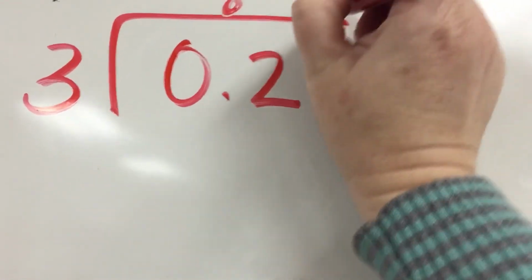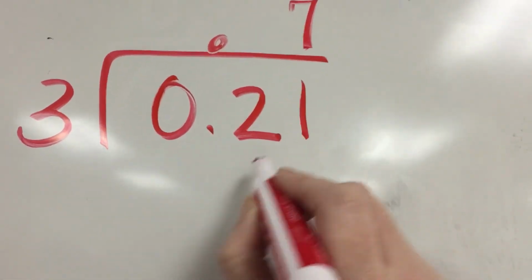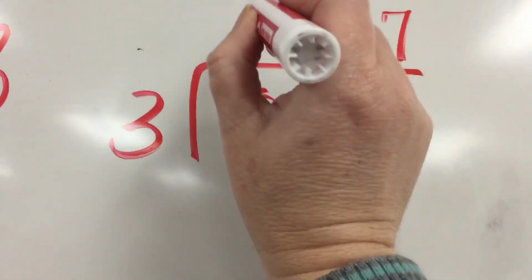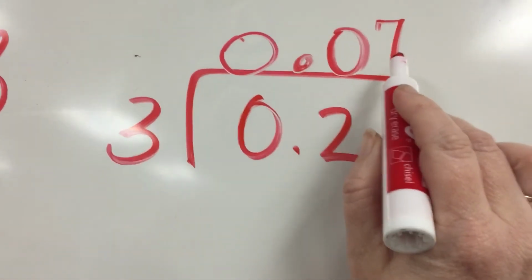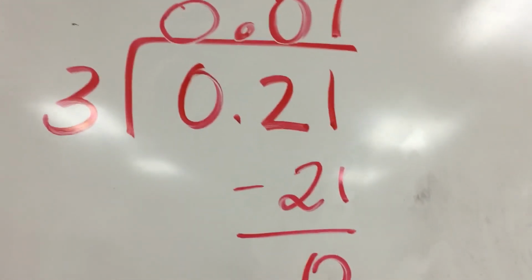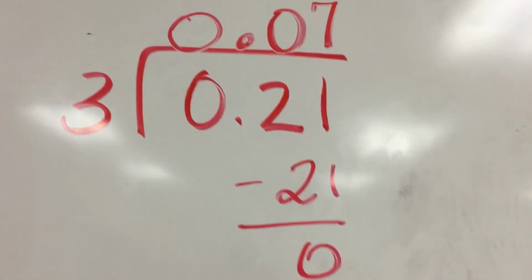The 7 goes over here. Remember, 3 didn't go into 2. We have a 0 here. 3 didn't go into 0. We have a 0 there. 7 times 3 is 21. So our answer is 7 hundredths.